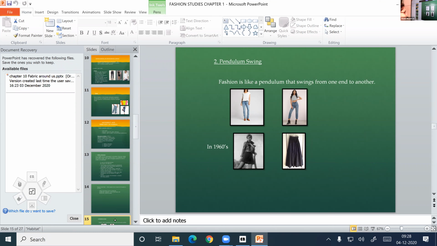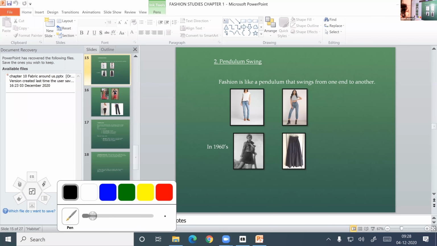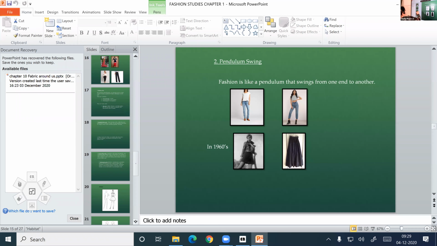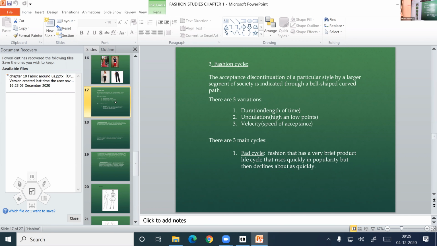It says that fashion is like a pendulum that swings from one end to another. For example, you can see in this picture the low-rise jeans. It is like a pendulum actually. The low-rise jeans have gone to high-rise jeans. Examples also you can see in this. Standard trend cycle, cycle within cycle. And the next one is fashion cycles. In fashion cycles, there are three variations, that is duration, undulation, and velocity.